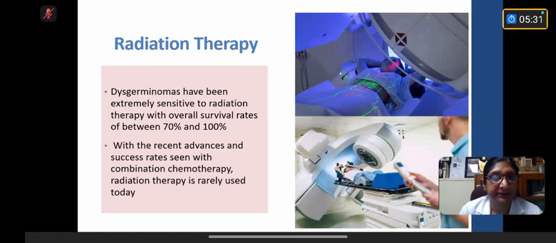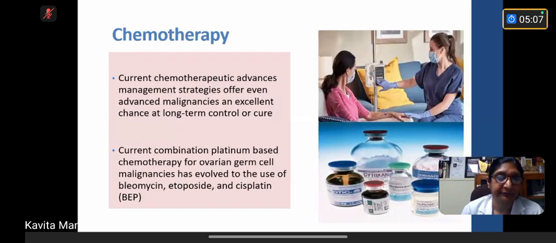What about radiation? Initially, dysgerminomas were to be treated by radiation. They had good radio sensitivity, good survival rates between 70 to 100%. But now with advanced combination chemotherapy, dysgerminomas can be treated effectively with chemotherapy because radiation itself will bring down the ovarian reserve, and because these patients are young, therefore chemotherapy is preferred.